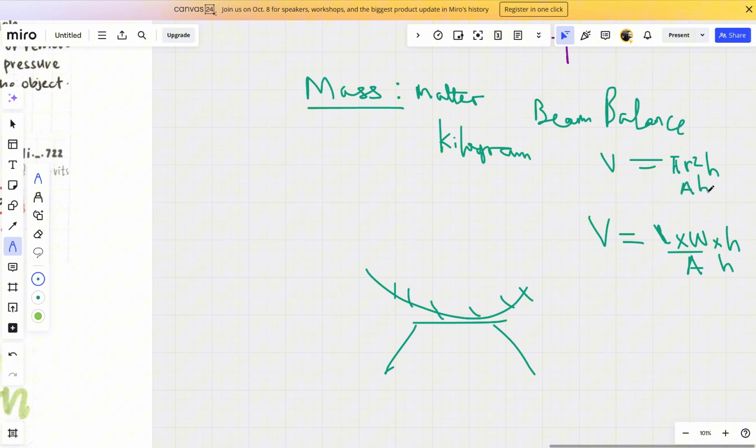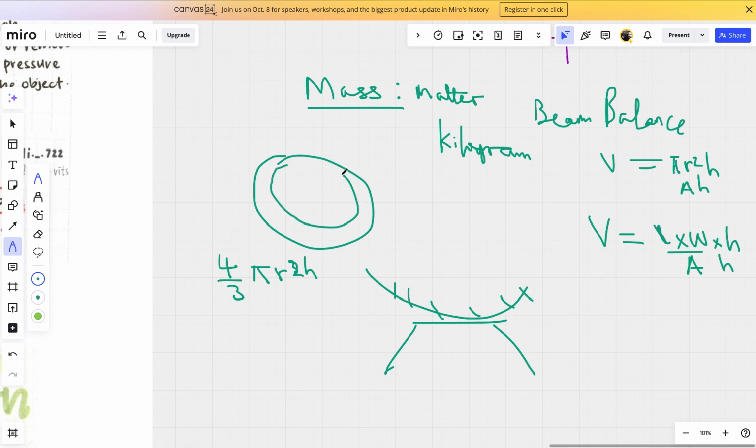If you have a spherical object, a 3D sphere, the volume is 4 over 3 pi r cube. So this is the volume of a spherical object. Once we know how to calculate volume and we know mass, then we can calculate the density. Now let's go to density.